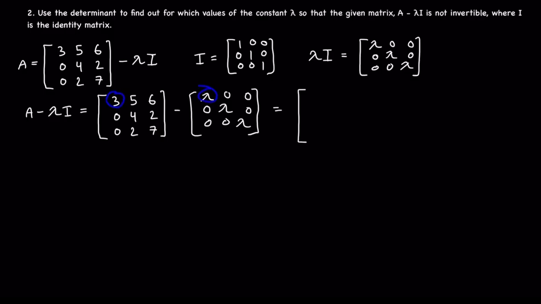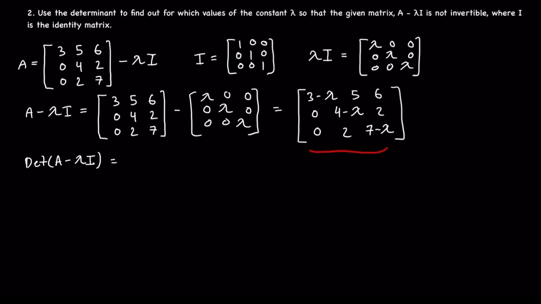So this is going to be 3 minus lambda, and then 5 minus 0, that's 5, and then 6. Then we have 0, and now 4 minus lambda, and then there's 2. Everything else stays the same except the diagonal terms. So that's 0, 2, and then 7 minus lambda. That's it. Now we need to find the determinant of A minus lambda I.